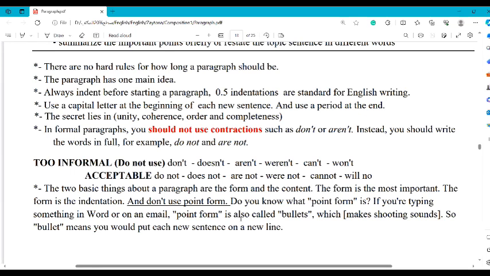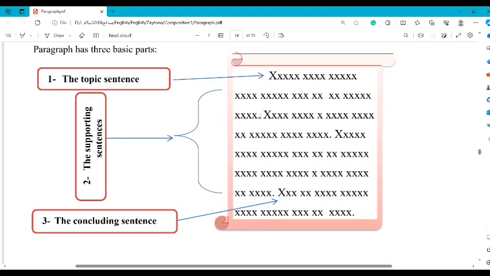This is called bullet or point form, but it's not acceptable in writing a paragraph. Why? Because in this form you are writing sentences, not a paragraph. I don't need to write every sentence on a new line. So what should I do? When I finish this sentence, I don't go to the second line to write a new sentence. I complete the second sentence beside it. Okay, this is the second sentence. Third sentence, for example, I complete it beside the previous one. Is it clear?